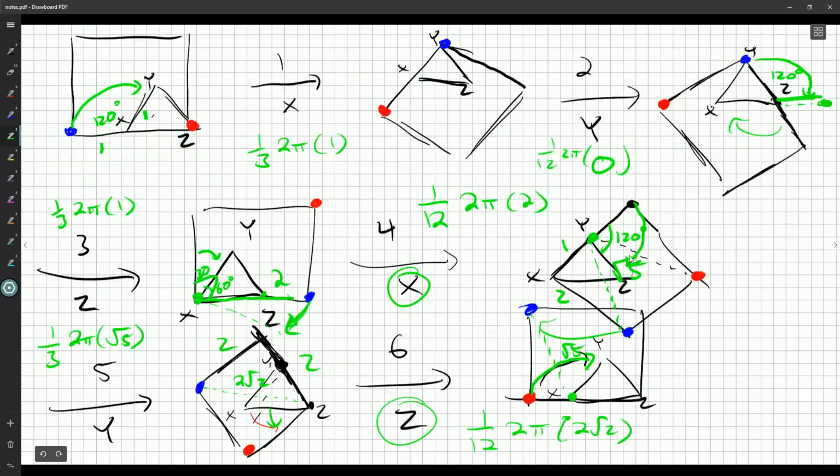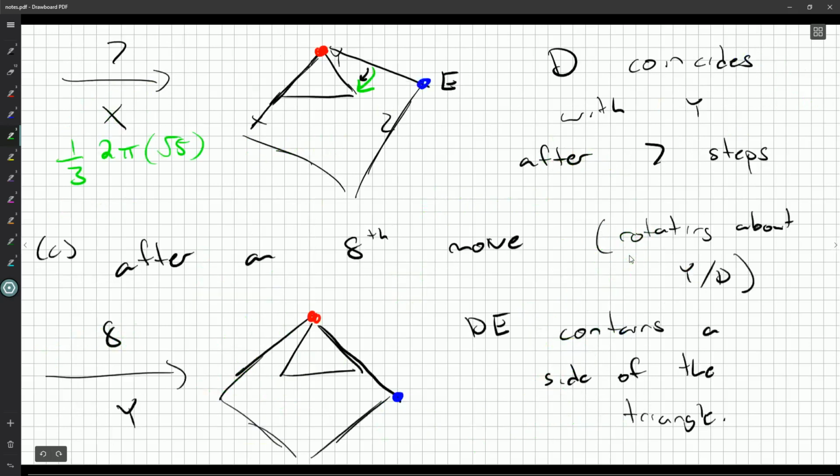Does that make sense? Yeah, okay. So E comes down by 30 degrees, and how far is it away from Y, the one we're rotating around? A distance of 2. So that'll be 1/12, 30 degrees. So 1/12 of the circumference, 2 pi and 2.